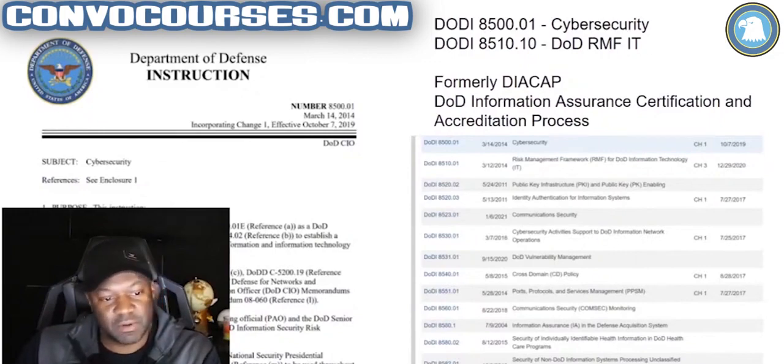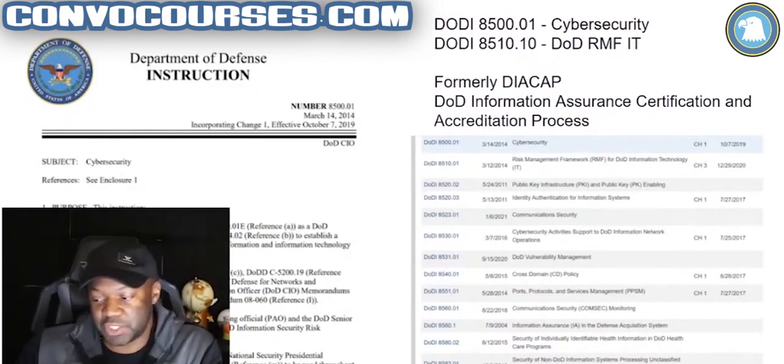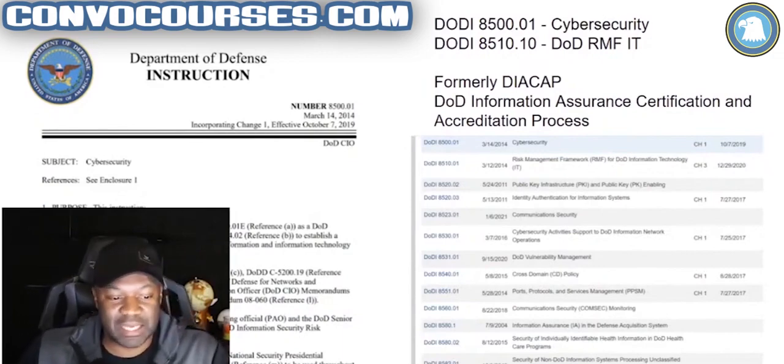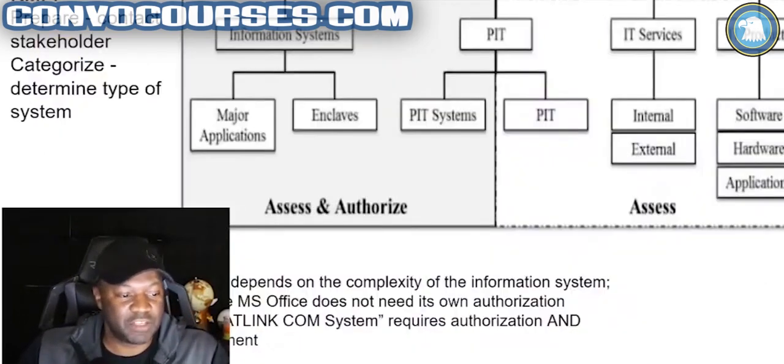They transitioned from DIACAP, which was a certification and accreditation process, to something called risk management framework, which was almost entirely based on the NIST risk management framework, 800-37 and 800-53, which is what I teach. So if you know those things, this other stuff is a piece of cake, and I'm going to show you where the differences are.